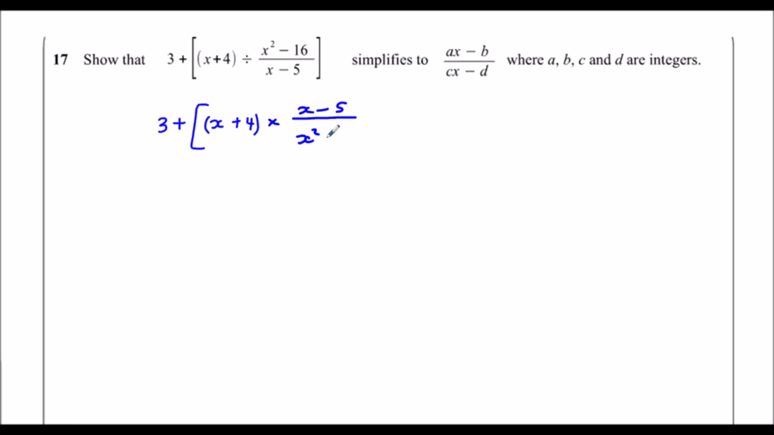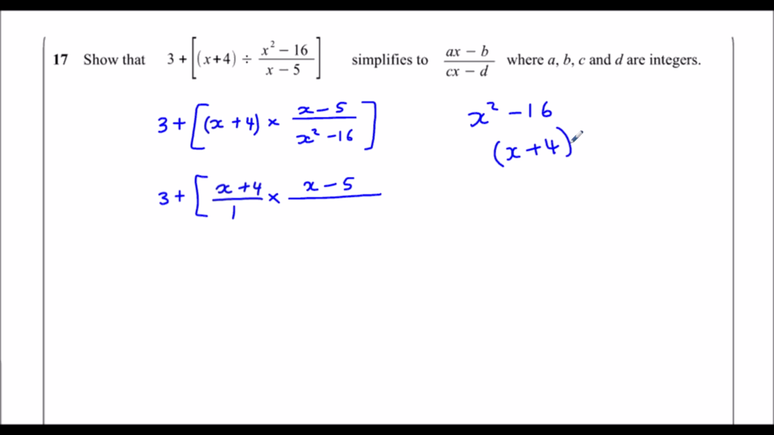And I'll keep everything else the same for now. So I'm going to change x plus 4 into x plus 4 divided by 1. So I'm just changing it into a fraction just to make it clear when I'm timesing them, I times the top and times the bottom. What I will also do at the same time, I'm going to factorize x squared minus 16. So x squared minus 16, it's the difference of two squares. It factorizes to x plus 4 times x minus 4.